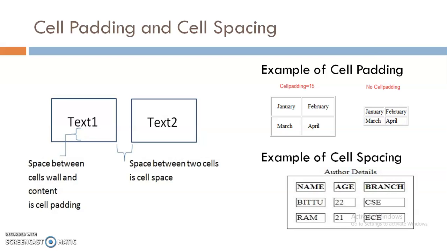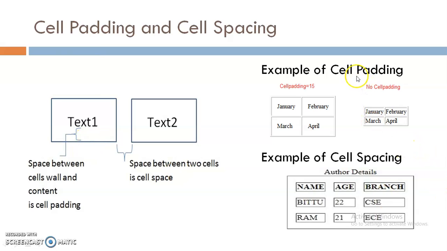Now, what is cellpadding and cellspacing? Here two cells are there. First one is text 1 and second is text 2. The space between these two cells is called cellspacing. And the space between the cell wall and the content written in the cell is called cellpadding. So in this diagram, this shows the cellspacing and this shows the cellpadding.